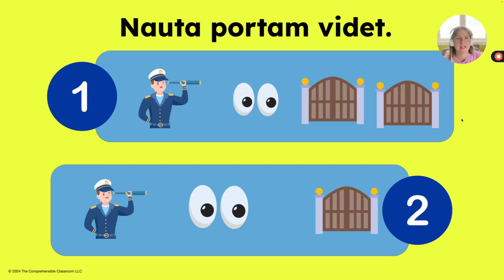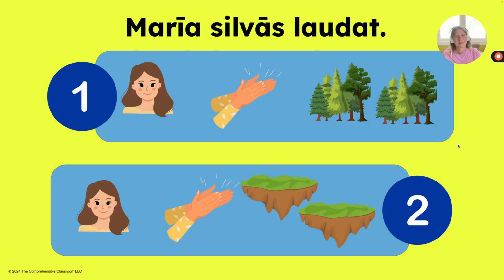Nauta portam videt. Number 2, nauta is 1 sailor, portam is 1 door, and videt sees. The sailor sees the gate. Spanish is the first language I learned, and in Spanish the word for door is puerta. So I always say door naturally when I see portam, but gate is the word we're supposed to learn for it.